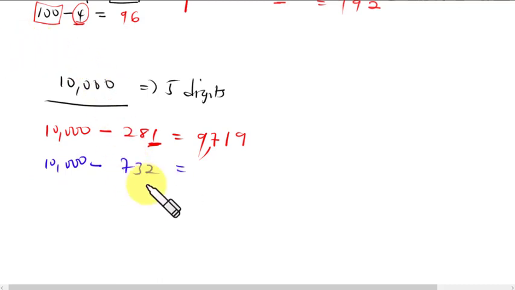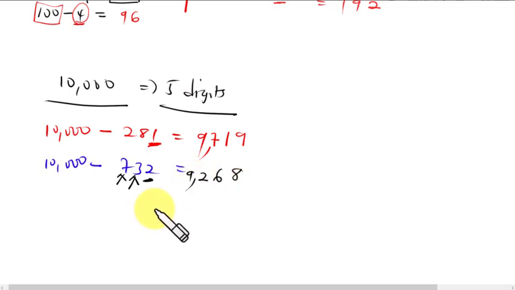Let me look at 10,000 minus 732. Let me take the last one. The last one here, what number should I add to 2 to get 10? That is 8. The rest will be 99. What number should I add to 3 to get 9? 6. What number should I add to 7 to get 9? 2. But because 10,000 has 5 digits, I should have 4 digits here. I have 3, so I'll just add 9 here. So that is 9,268.